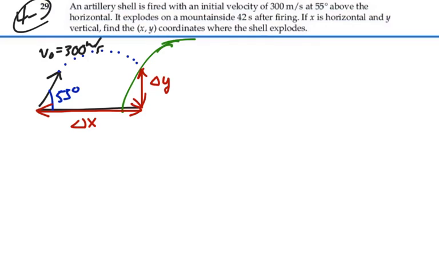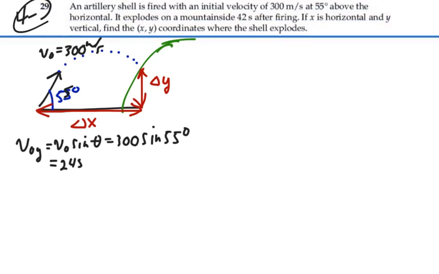Now if we look at our initial velocities, our initial velocity in the y direction is going to equal v naught sine theta, and that will be equal to 300 times the sine of 55 degrees. And that's equal to 245.7 meters per second. So that's our v naught y.